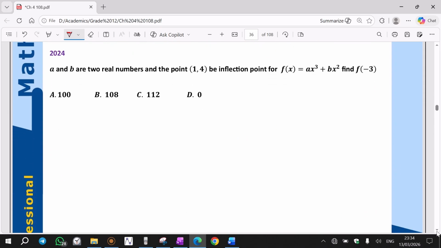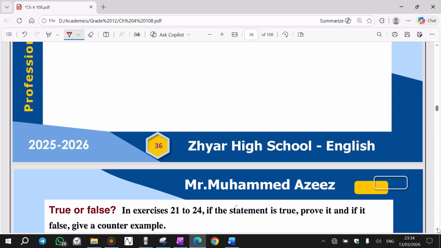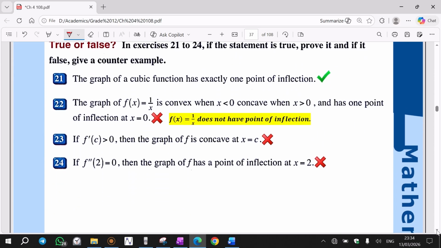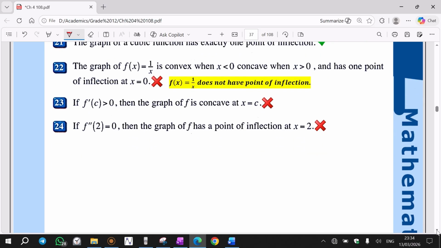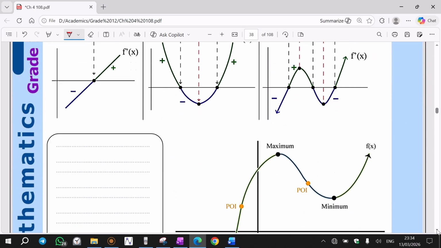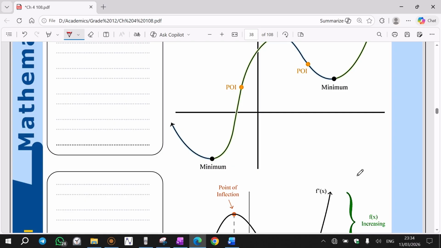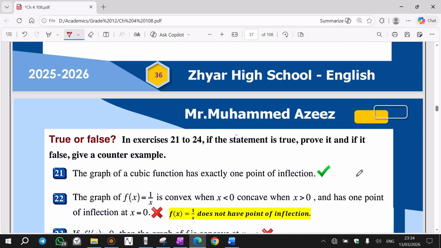This question is the last question for today. And no, that's not the last question. We have these true-false questions, and then we finish section 2, inshallah. Let's do the last question.